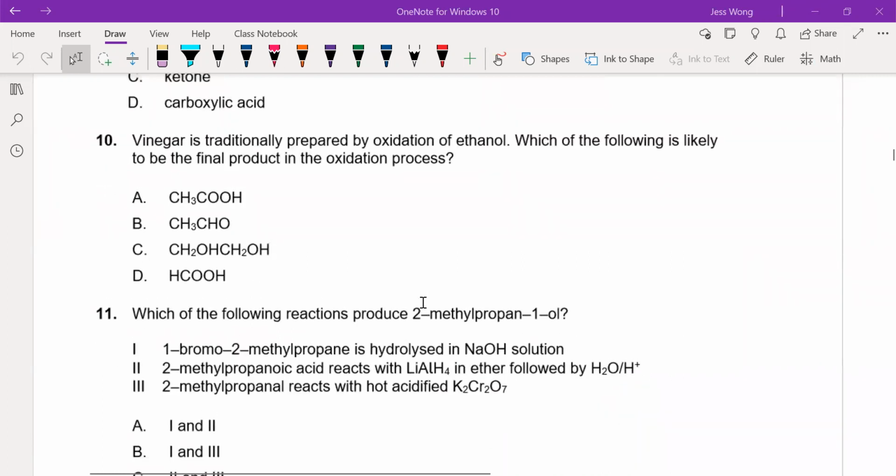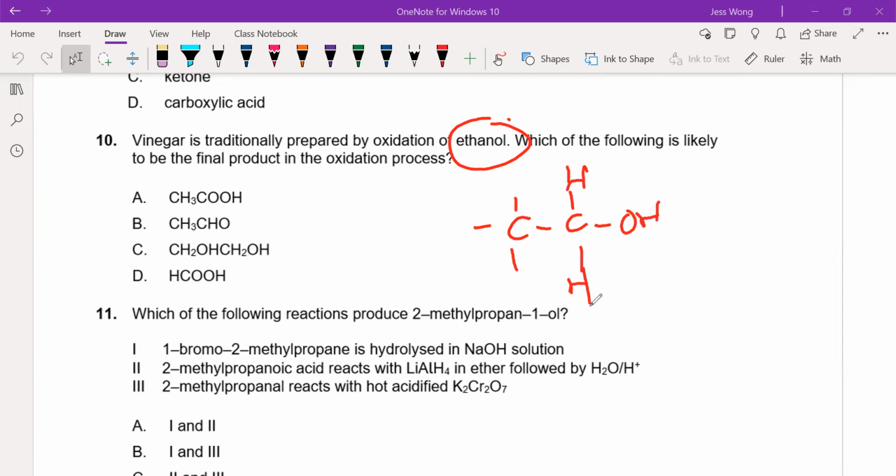Vinegar is prepared by oxidation of ethanol, which is likely to be the product? Okay, so if you oxidize ethanol, which is a primary alcohol, if you draw out the structure, it's a primary alcohol. So eventually you will get a carboxylic acid. So you get ethanoic acid, which is A. All right. Okay, next one.